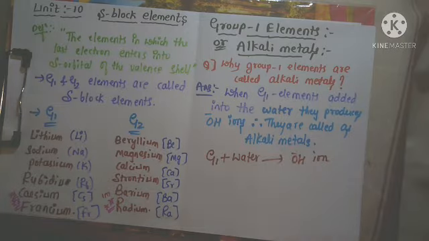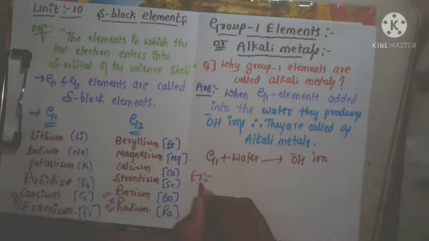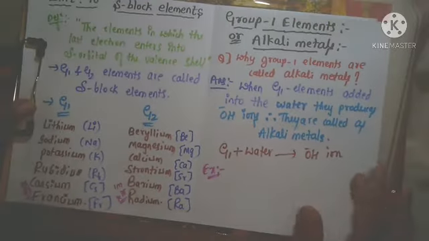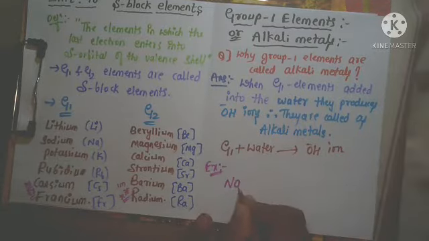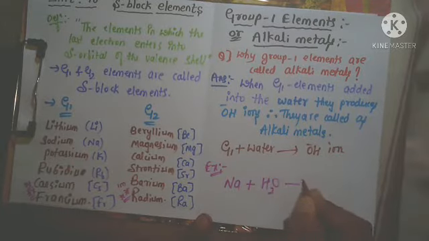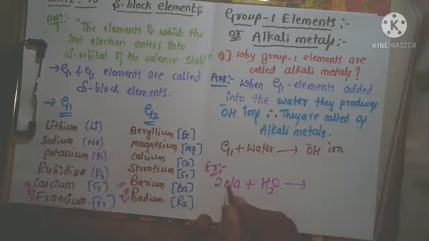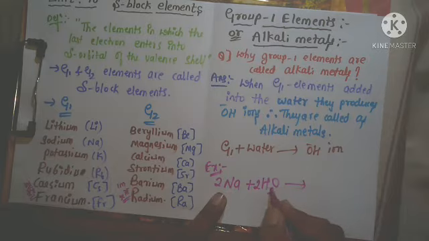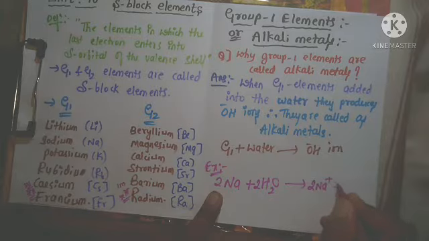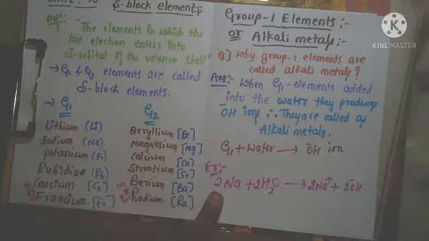Examples. Sodium is an alkali metal, in the first group, second element. When I add sodium into water, for balancing I am taking 2 atoms of sodium. It will form 2 Na and 2 OH. Here there are 2 hydrogen, 2 oxygen, 2 OH, 2 Na. It will form 2 NaOH. I can write it as 2 Na plus 2 OH minus. Indirectly it is 2 NaOH only, but I want to show the OH minus ions.